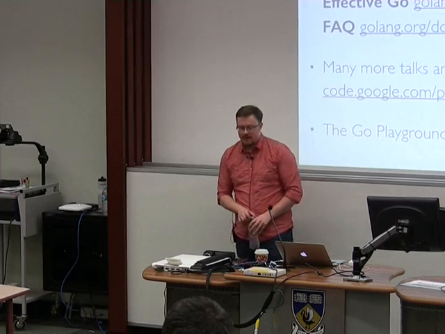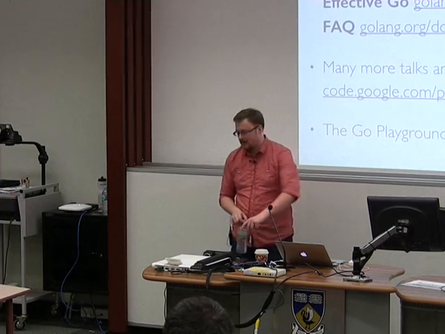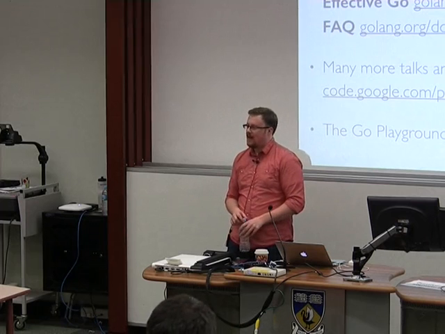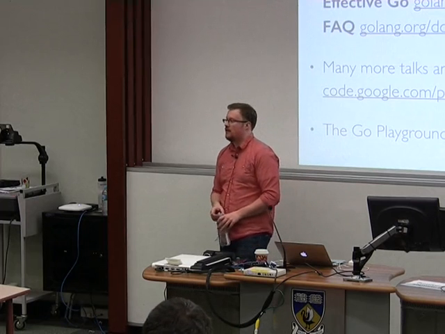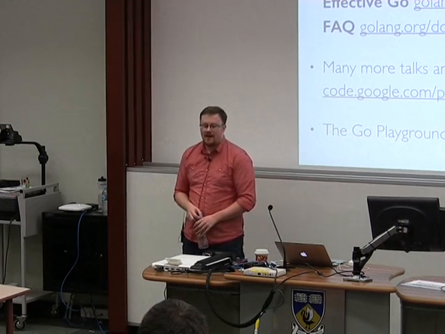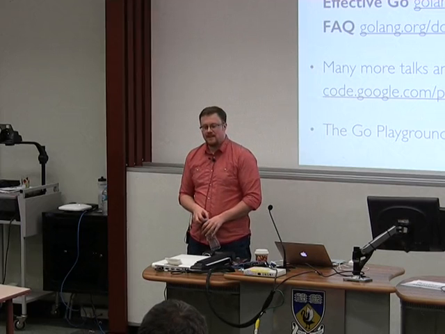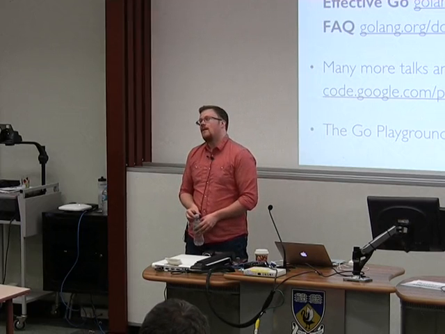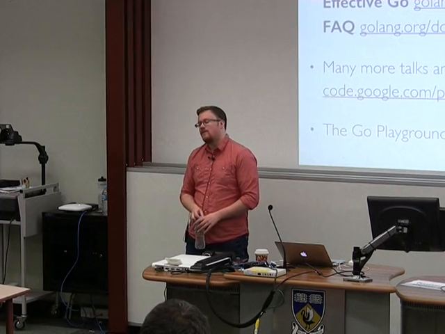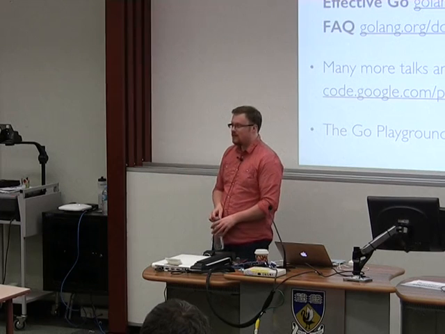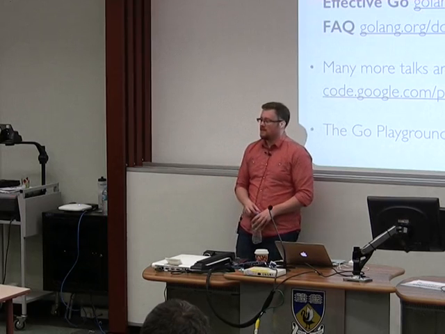So the question was, what about analogous things like list comprehensions and decorators? Go does not have either of those. You can't modify your methods like that. I haven't written things that have particularly needed those. The list comprehensions would be nice, being able to filter things.